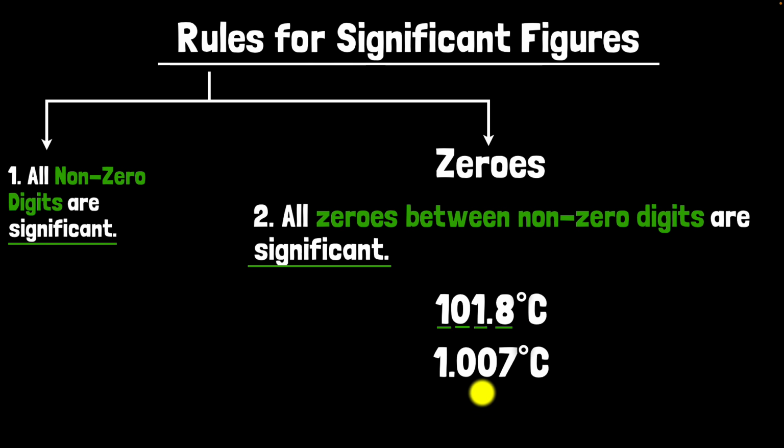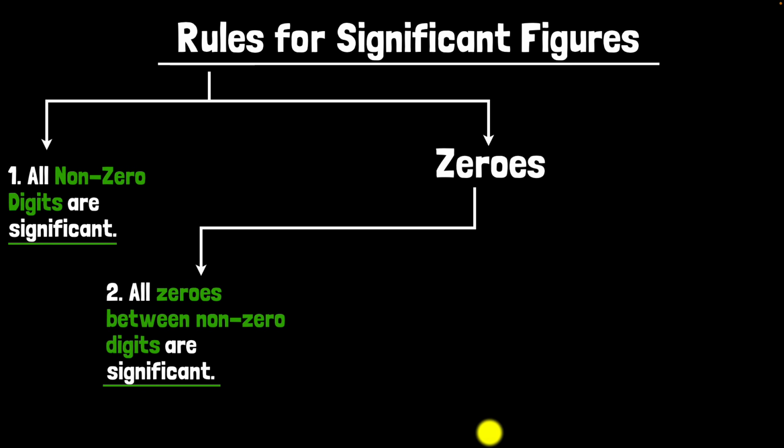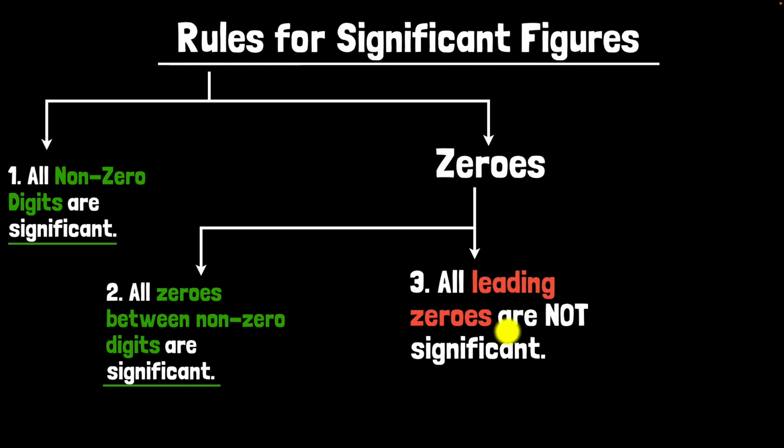Okay, what about this one? Well, again, we know these 2 are significant because they're non-zero digits. And all zeros in between non-zero digits are also significant, so these 2 are also significant. Therefore, again, we have 4 sig figs. All right. So all zeros in between non-zero digits are significant. What about the zeros which come in front of the measurement, the leading zeros? Well, the rule for them is that all leading zeros are not significant.